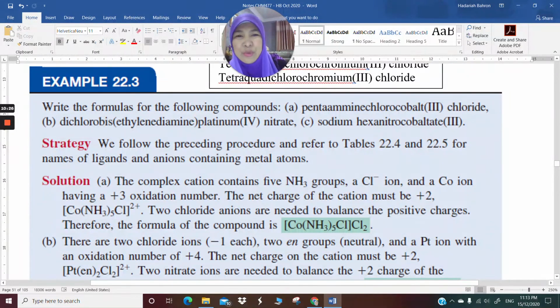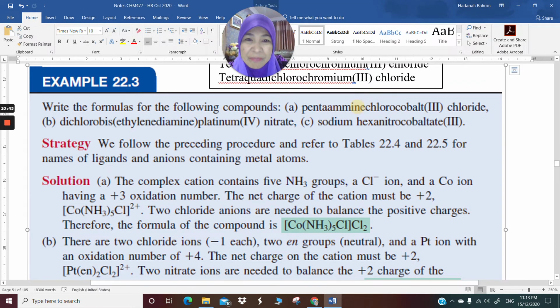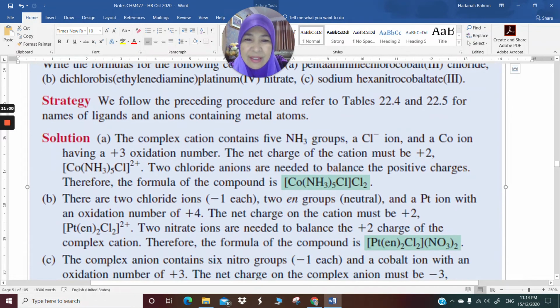And example 22.3, it says, according to the name, give the formula. You have pentaamine chlorocobalt 3 chloride. So you have 5, amine is ammonia. So you have 5 ammonia, 1 chloride, cobalt 3, and then chloride outside. So you write the structure like this: the cobalt, the 5 ammonia, the 1 chloro, and the 2 chloride.